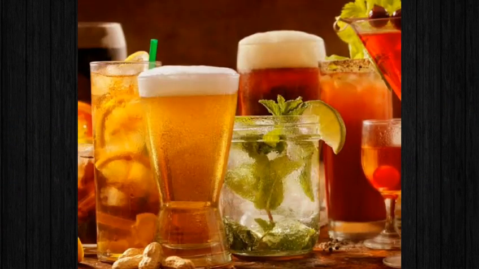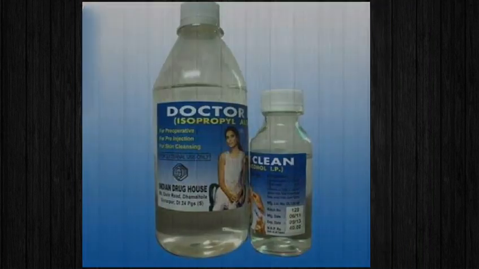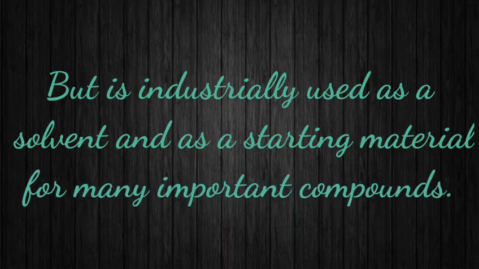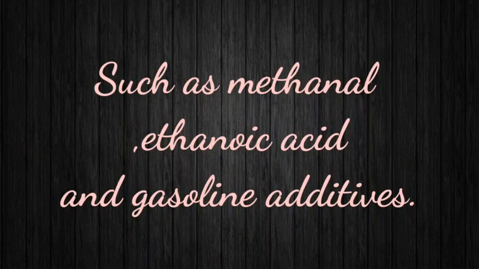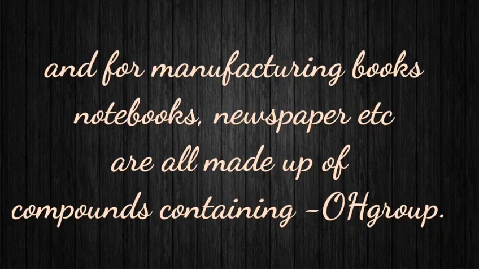For example, ethanol, simply called alcohol, is widely used as an important component of alcohol beverages, as an antiseptic in the form of rectified spirit, as a solvent for many medicines, liquids and varnishes. Methanol is toxic to humans but is industrially used as a solvent and as a starting material for many important compounds such as methanol, ethanoic acid and gasoline additives. Students, do you know the sugar we eat, the cotton used for fabrics, the paper we use for writing and for manufacturing books, notebooks, newspaper, etc. are all made up of compounds containing OH groups.